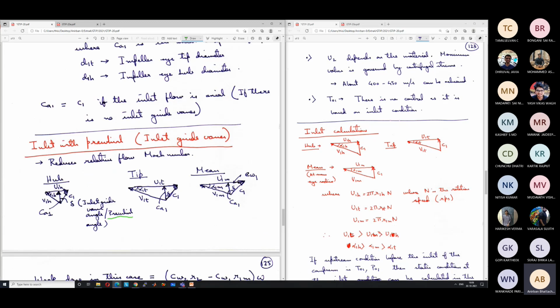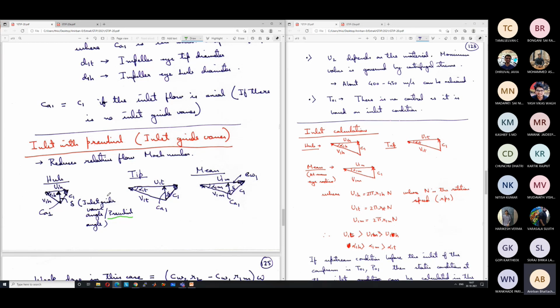So to reduce the relative velocity. The blades are actually subjected to relative velocity, right? If you are sitting on the blade at the impeller eye, the velocity you will see is the relative velocity. So if the relative velocity is low, it means that frictional losses will be lower. And another thing is that the relative velocity should not go beyond Mach number equal to 1 generally. Otherwise, it will lead to shocks and large amounts of losses.